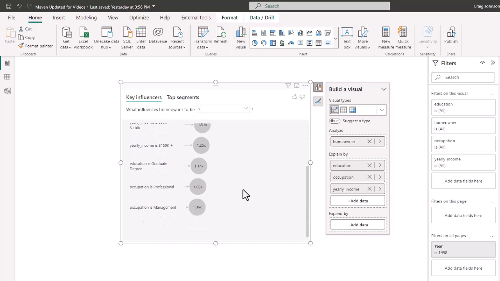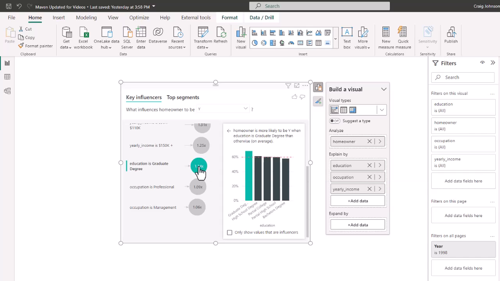Another influencer is the education is a graduate degree. So you can drill into these things. So you have a 1.14 more chance of being a homeowner if they're a graduate degree. So if you click on this, it shows you that if you have a graduate degree highlighted in teal, the homeowner is 68%. 68% of those with graduate degrees have home ownership.